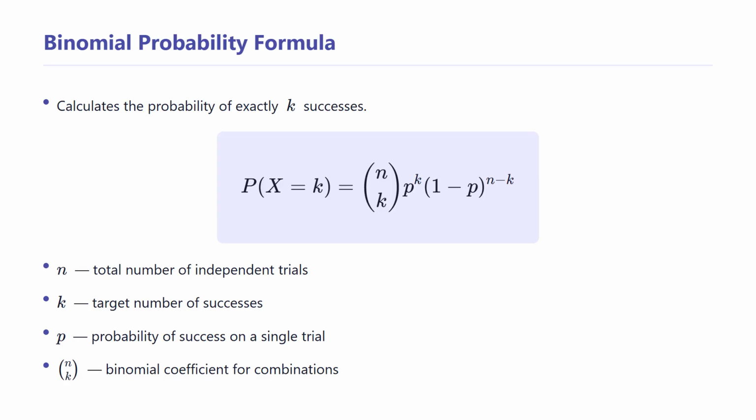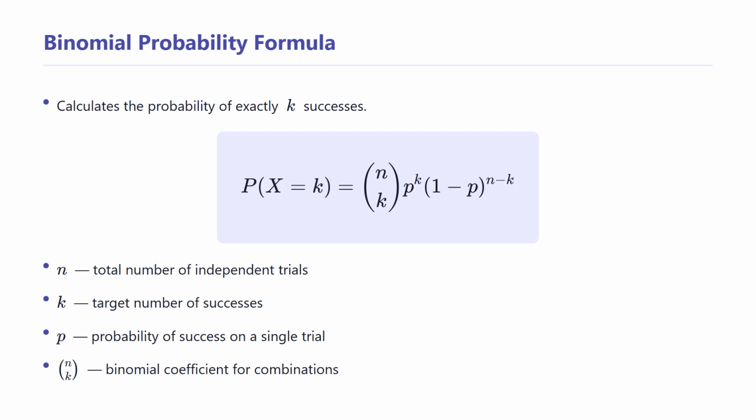Now that we understand what a binomial process is, let us look at its mathematical form. This beautiful formula calculates the exact probability of getting a specific number of successes. The symbol P of x equals k represents that probability. The variable n stands for the total number of independent trials you are conducting. The variable k is your target number of successes.